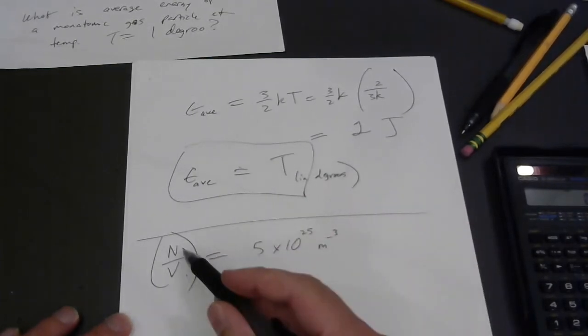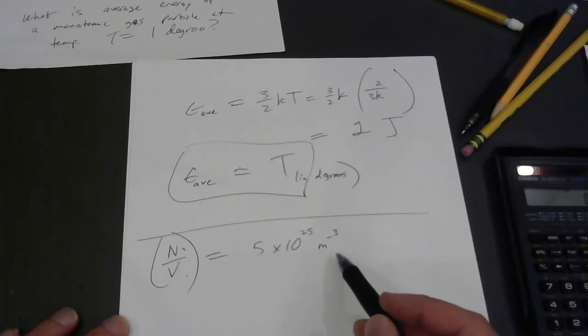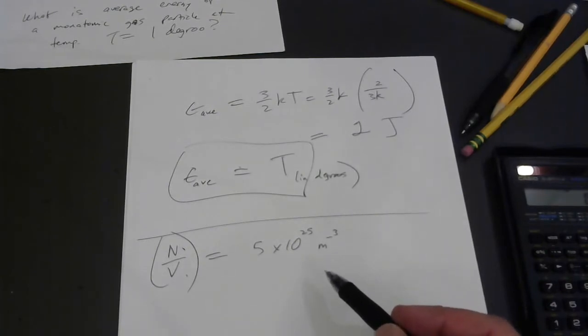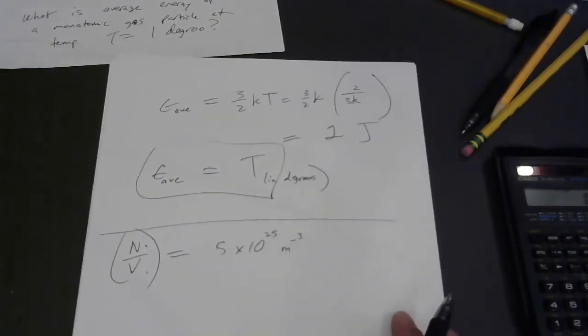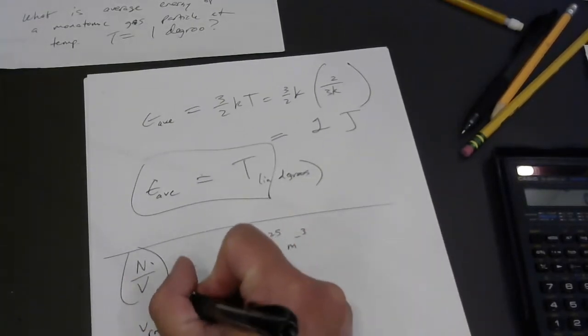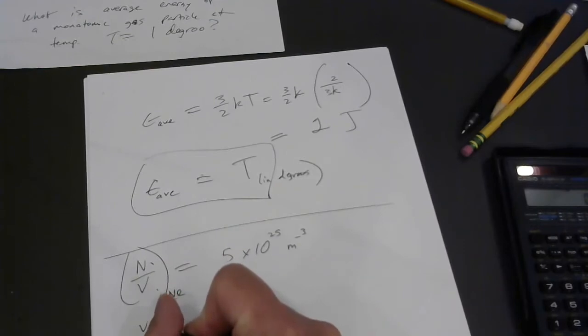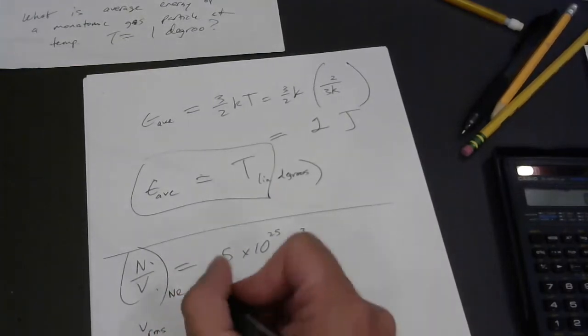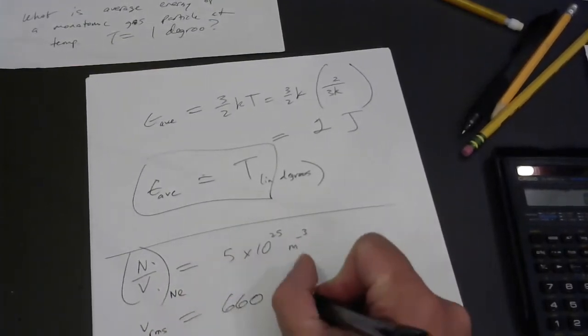Remember, number doesn't have a dimension, so it's just inverse cubic meters. We're also told that the atoms are moving with an RMS speed. Let me add, this is for neon, a root mean square speed of 660 meters per second.